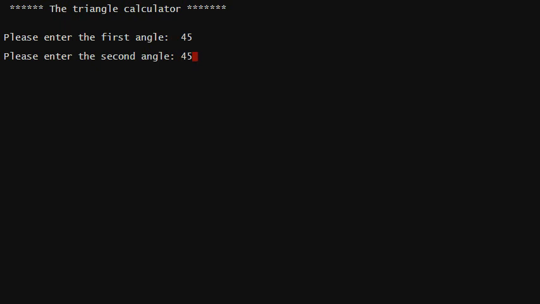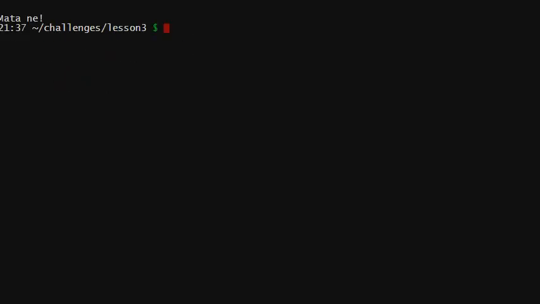So if we do 45 and 45, it should say the missing angle is 90. Let's have a look. There you go. The missing angle is 90, and it also finds out what kind of triangle it is. So, for instance, there it says it's an isosceles triangle, and then it waits a couple of seconds and then chucks you out of the program.